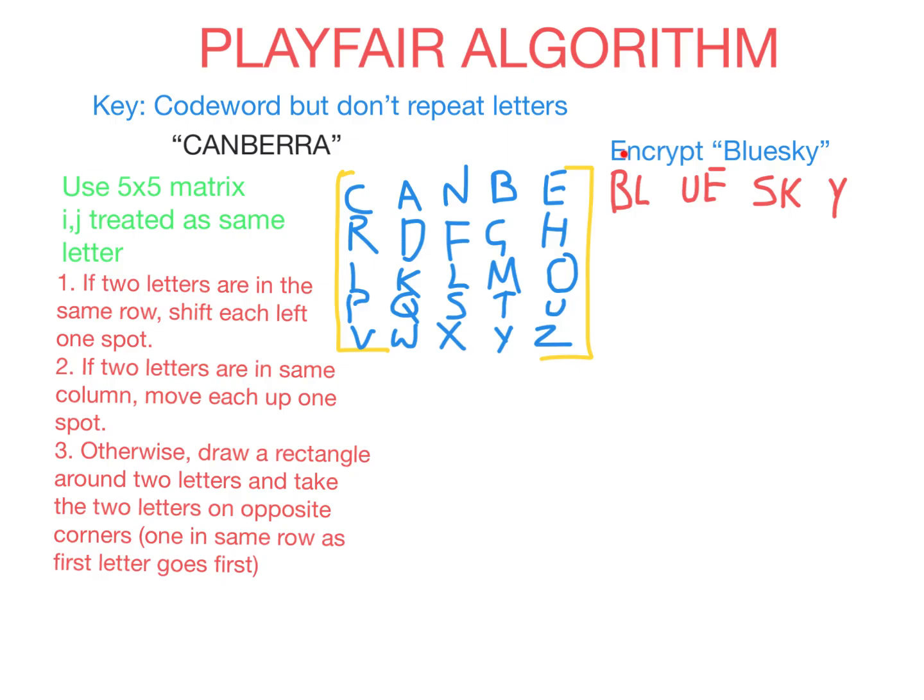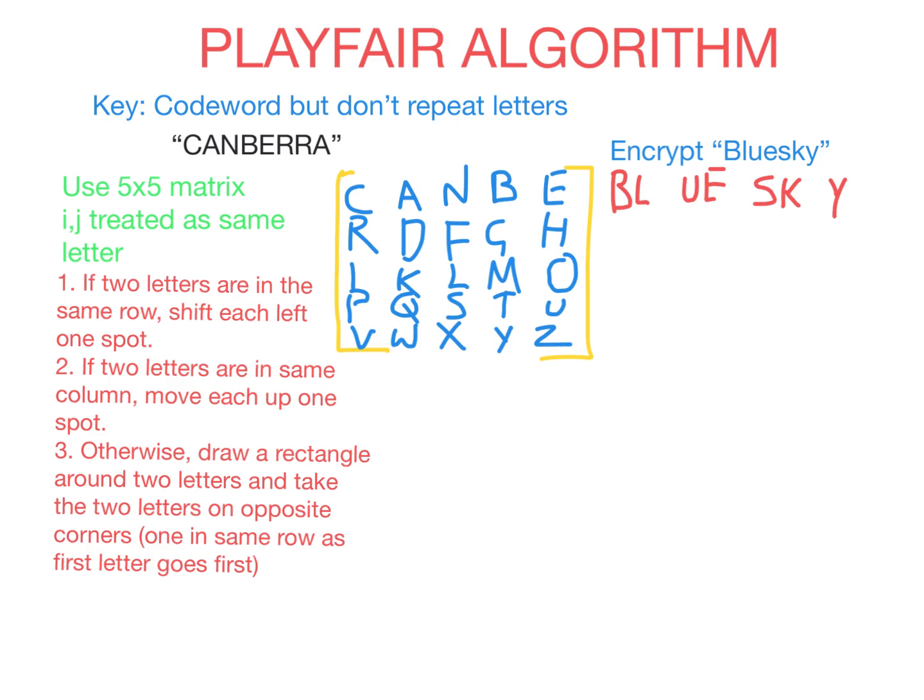So we're going to start by encrypting BL using these instructions here. It says if 2 letters are in the same row, do this. If 2 letters are in the same column, do this. Firstly, we have to determine are B and L in the same column or row. B is in this column, L is in this column. They're not in the same column, they're in different rows. So we're going to use step 3.